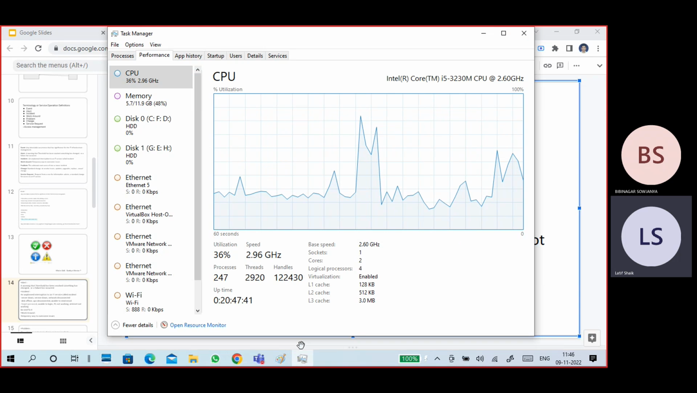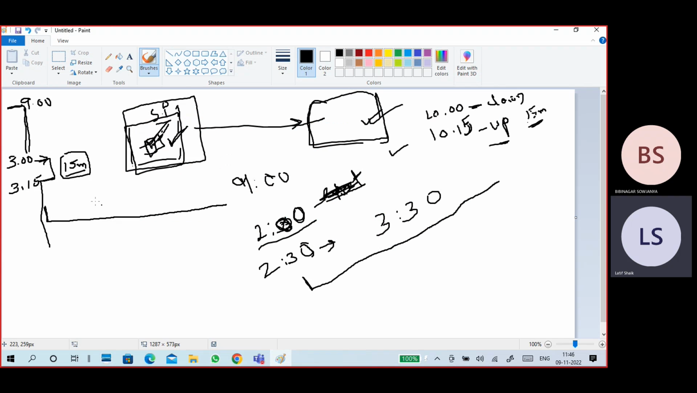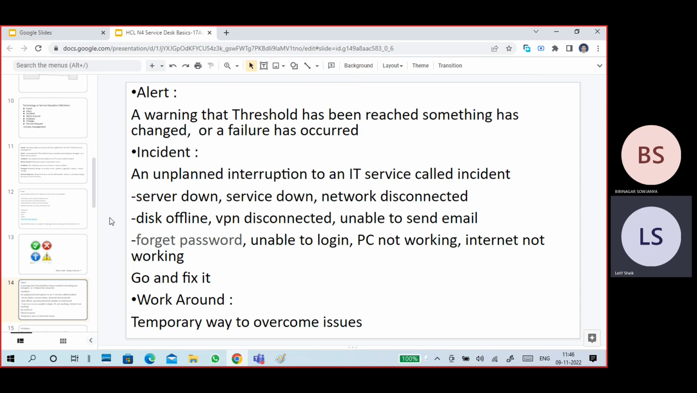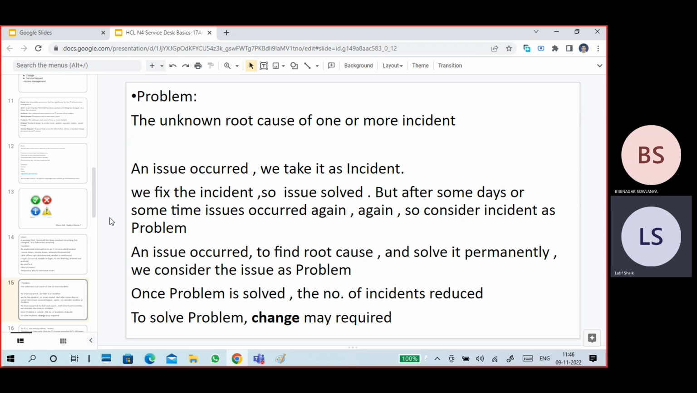My point is why we should not do this temporary way of overcoming problems, and instead immediately go and fix it. Why? To reduce the downtime. As I said, if you wait for a permanent solution, some kind of arrangement, some changes, what happens? Customer downtime increases. If downtime increases, it is a big problem for the organization and for customer satisfaction also. Guys, do you understand anything? Uptime, downtime, event, alert, incident.